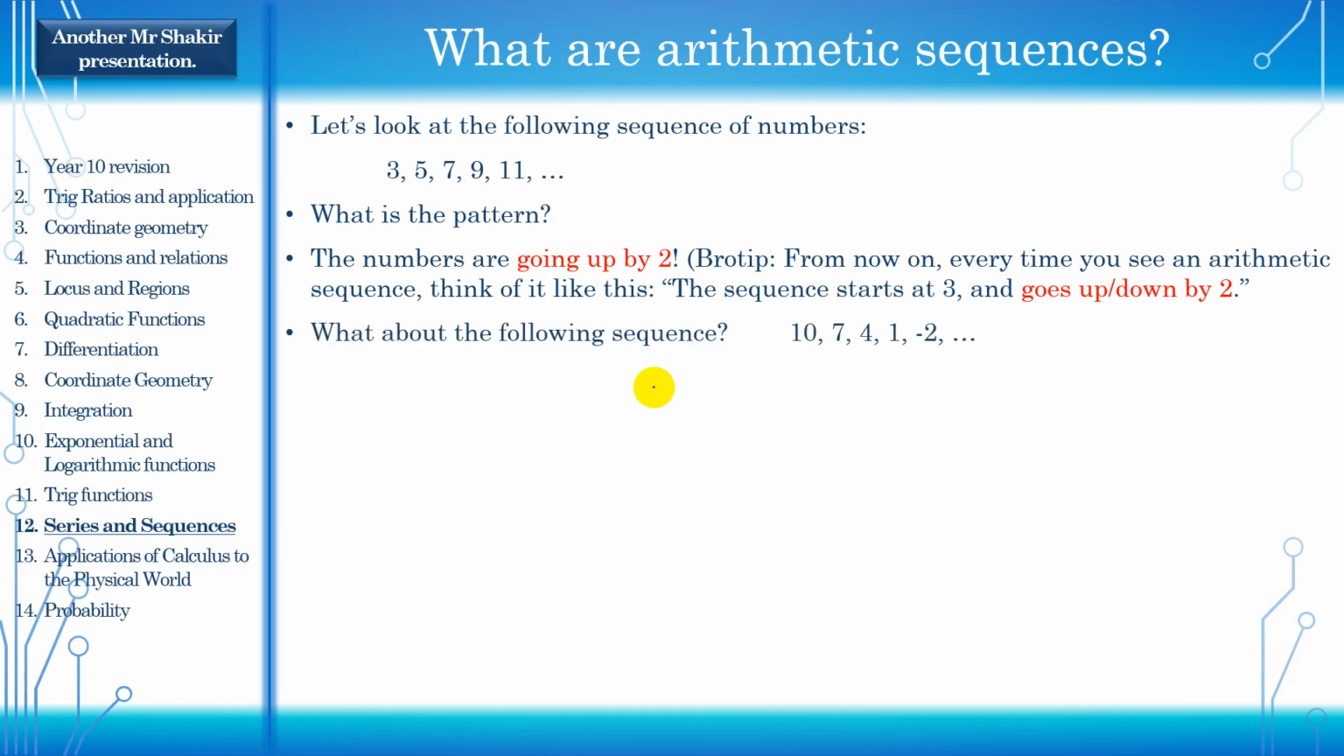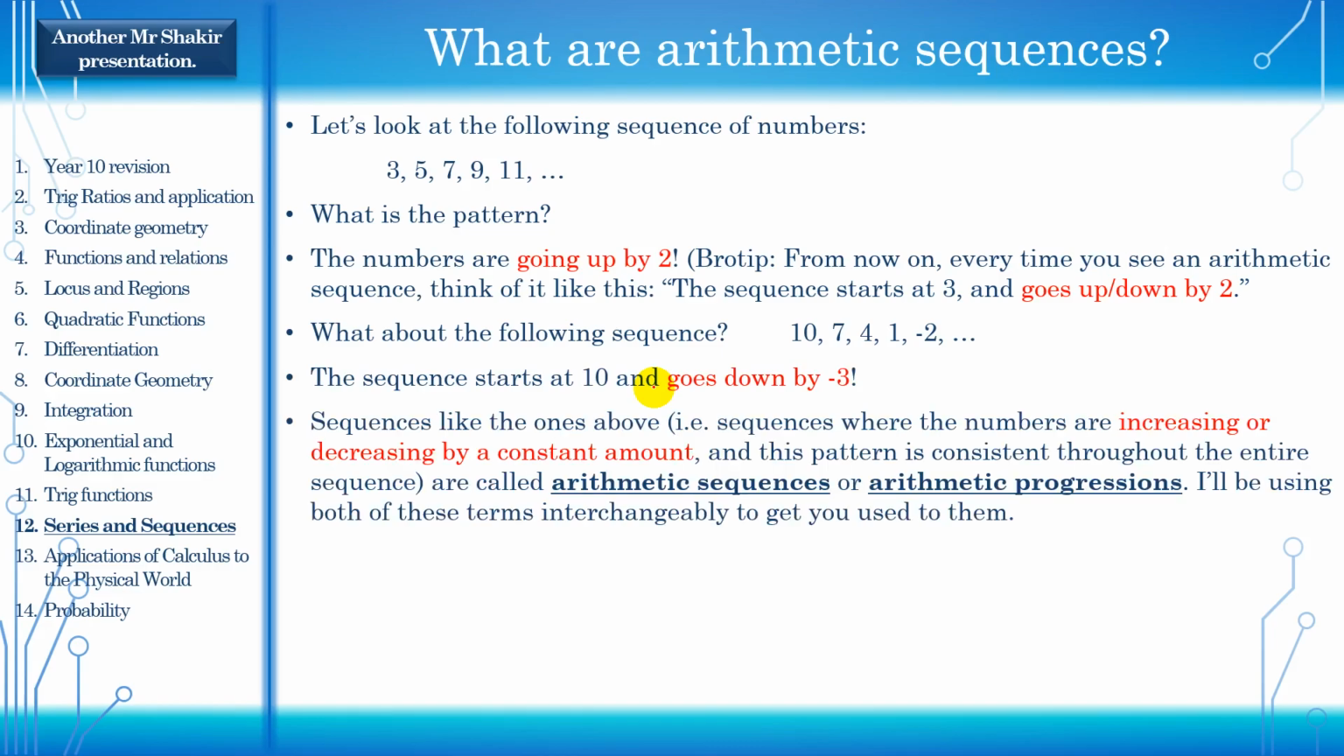For example, let's look at a sequence where the numbers are going down: 10, 7, 4, 1, -2. Well, the sequence starts at 10 and goes down by 3. Every single number is 3 less than the previous term. And sequences like the two we've just done are sequences where the numbers are increasing or decreasing by a constant amount. They're always going up or always going down by the same amount every single time.